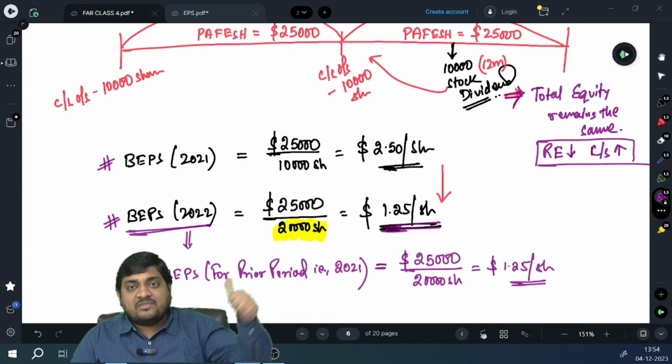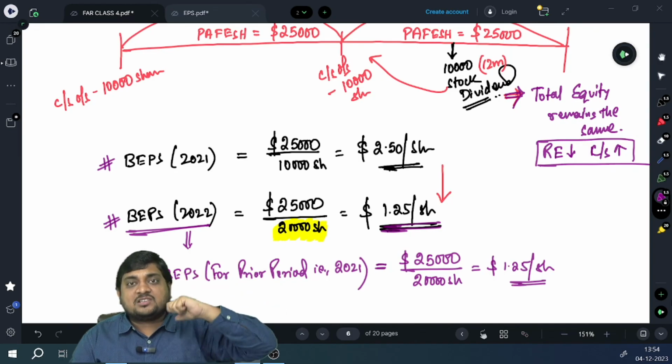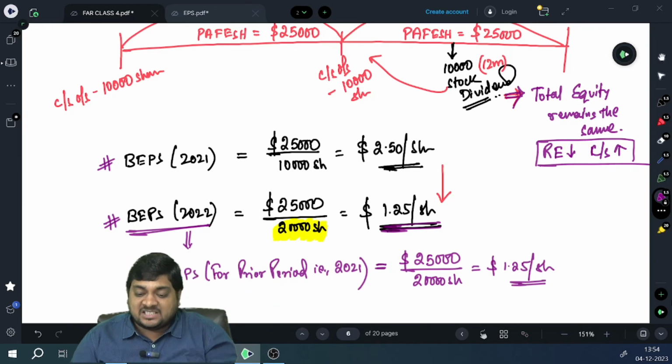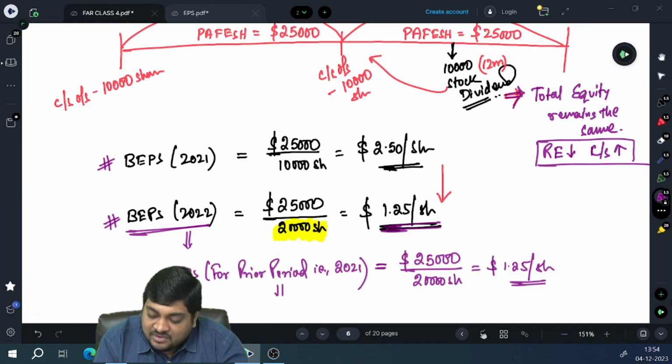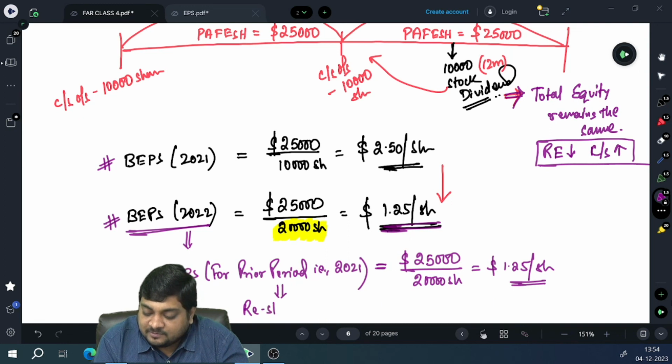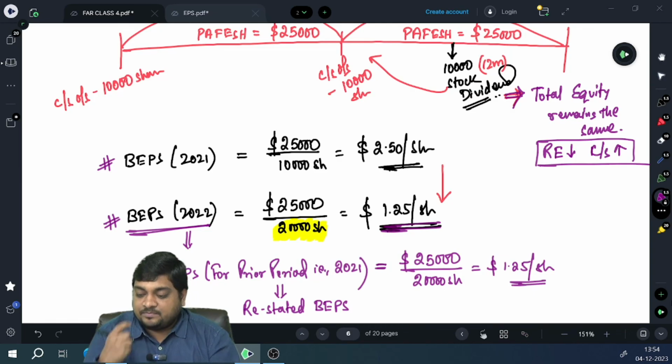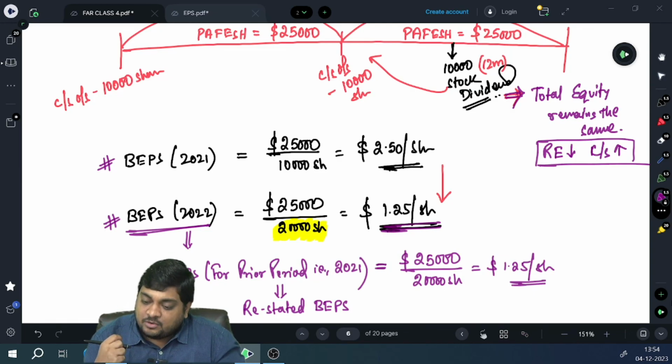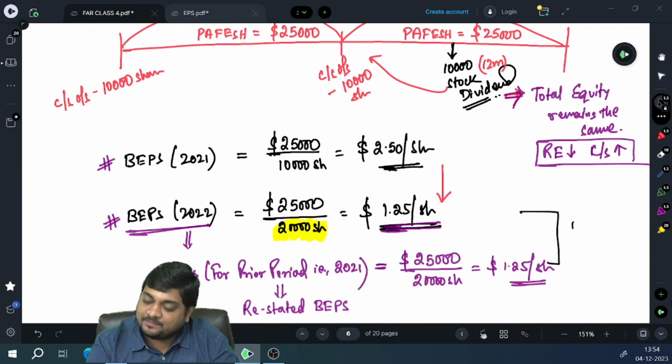But in the current year, when you show figures of prior period, you need to restate that. In India, we call it restated BEPS. Now the investor can compare. No, it is same. The earnings have not declined. EPS has not declined. So this is a must.